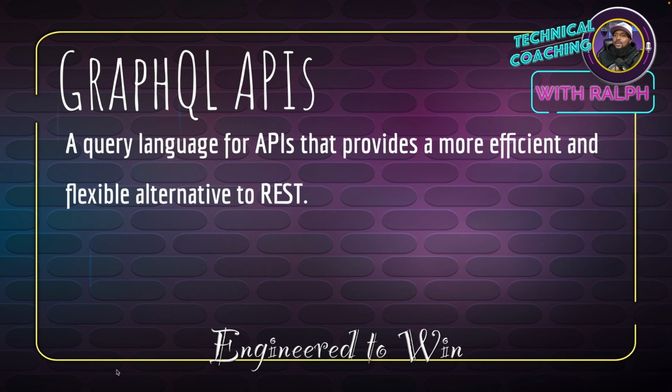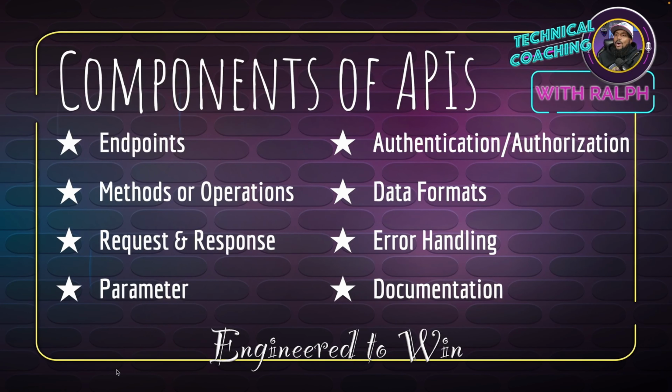So GraphQL is a query language for APIs that provides a more efficient and flexible alternative to REST. And so we definitely want to jump into GraphQL to get a good understanding of that. I'm still trying to grasp GraphQL as a whole, but that is going to be an awesome investigation coming up very, very soon. So now, what makes up an API?